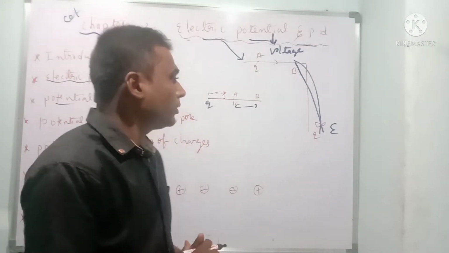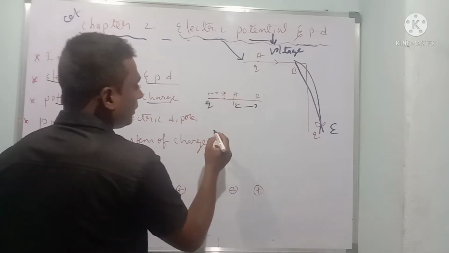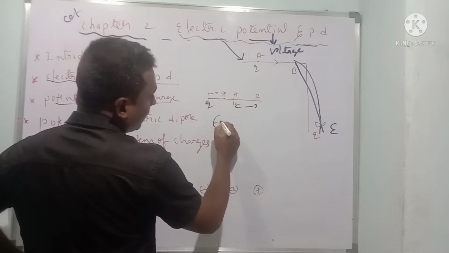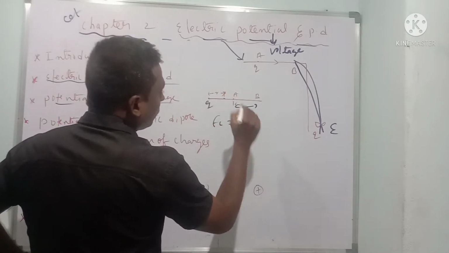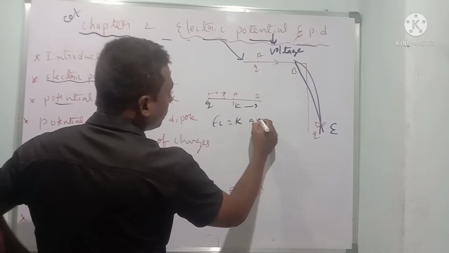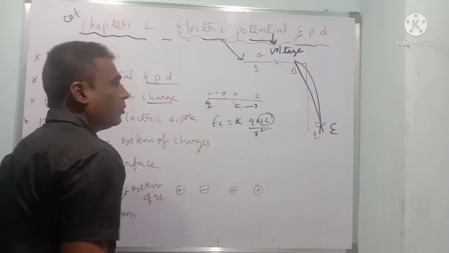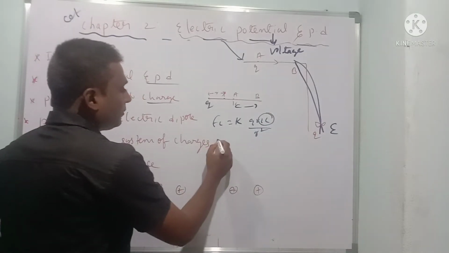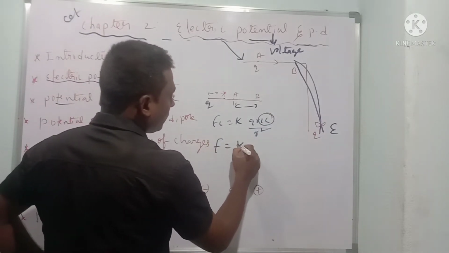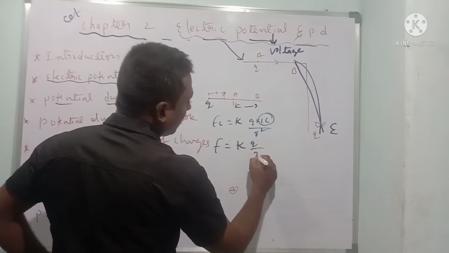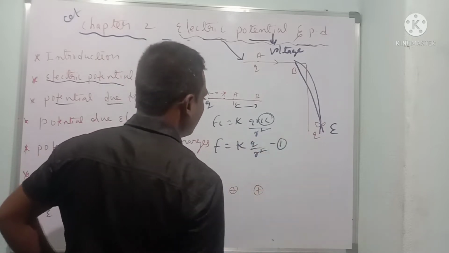If I apply this law here, according to Coulomb's law we can write K into Q into 1C divided by r square, because your charge is 1 coulomb. So it becomes force is equal to K into Q divided by r square. This is called equation 1.